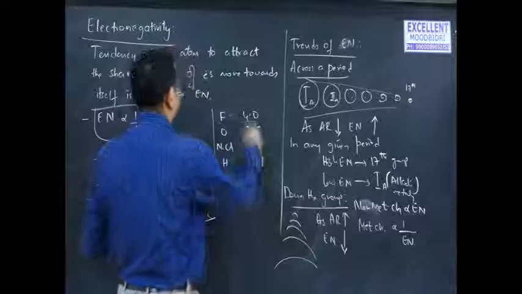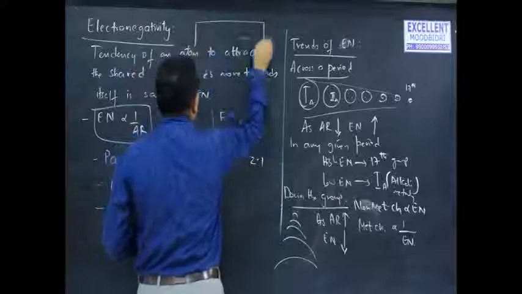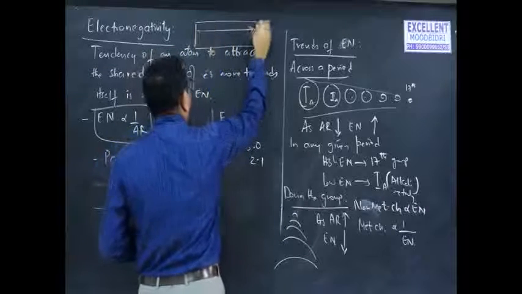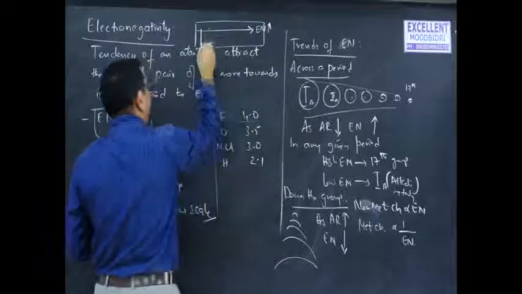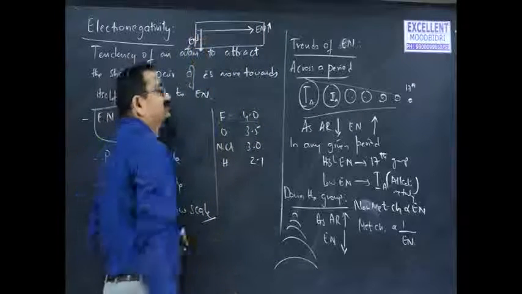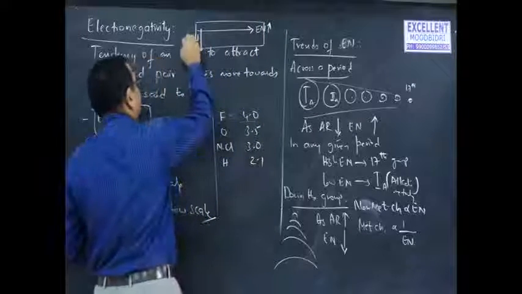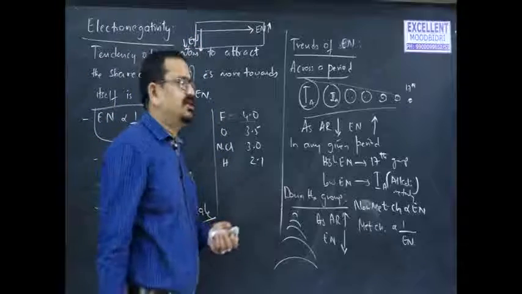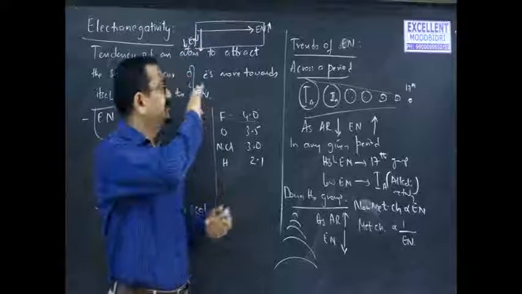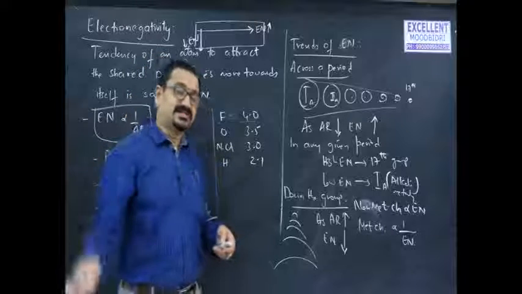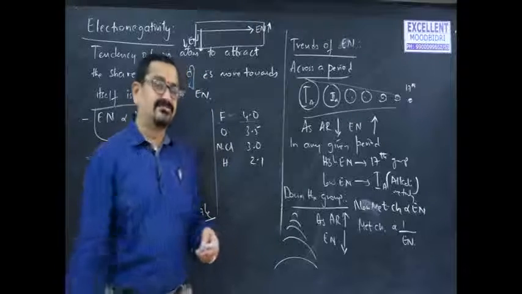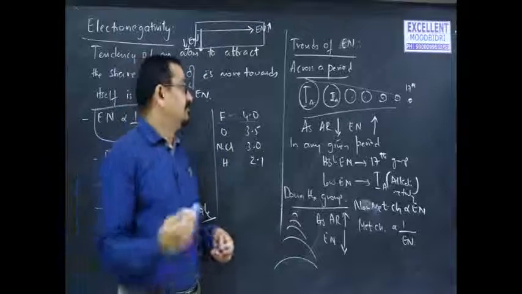So, across a period in the total periodic table, left to right electronegativity increases, top to bottom electronegativity decreases. Okay. You have to prepare some shortcut diagrams in this way for all these periodic properties. In our next session, we will discuss the rest of the periodic properties, right.